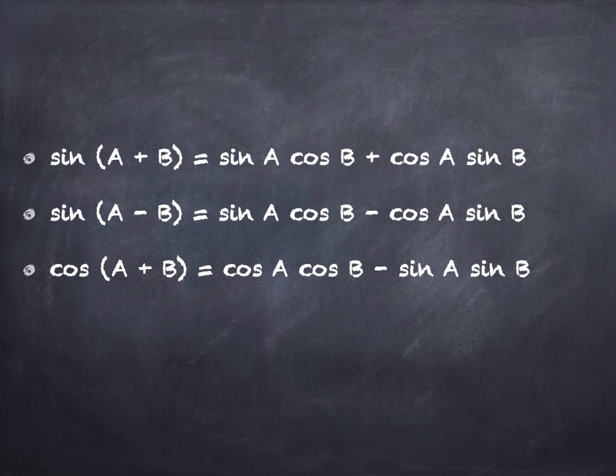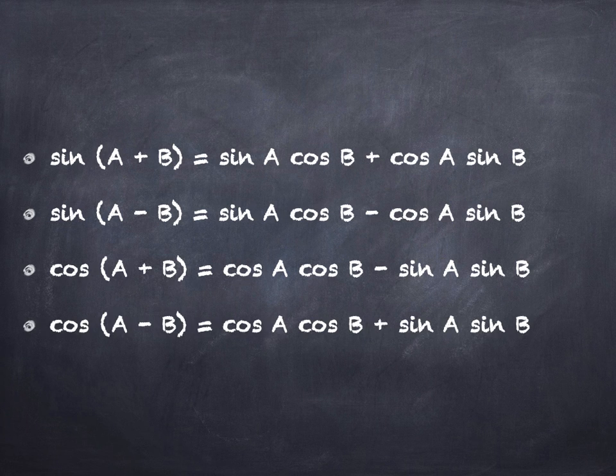Okay? With cosines, it looks a little different. Cosine of A plus B is cosine A cosine B minus sine A sine B. The difference of A and B is cosine A cosine B plus sine A sine B.